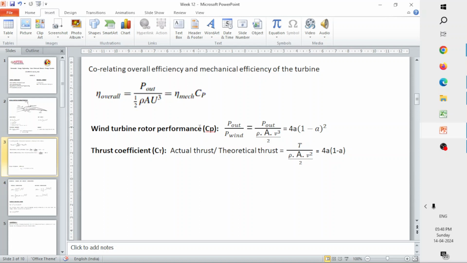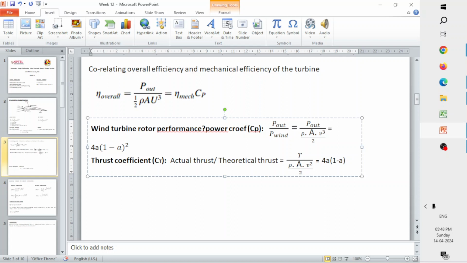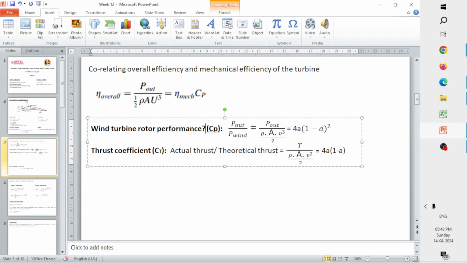So that's how you write the overall efficiency: it is nothing but the mechanical efficiency times the Cp value. What is Cp? Last class also we discussed, Cp is called your power coefficient, or wind turbine rotor performance. More specifically, it is the power coefficient. This is the right term, power coefficient. The wind turbine rotor performance is characterized by your power coefficient.